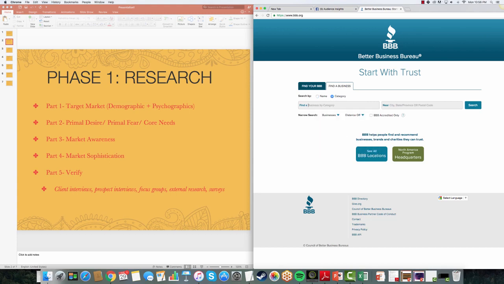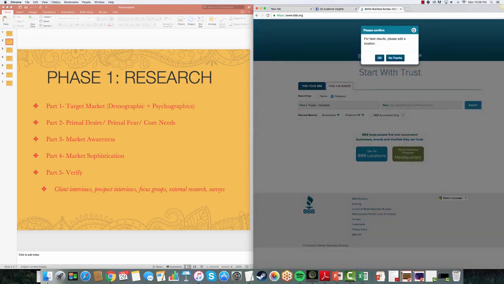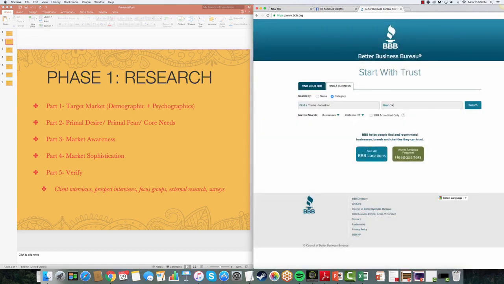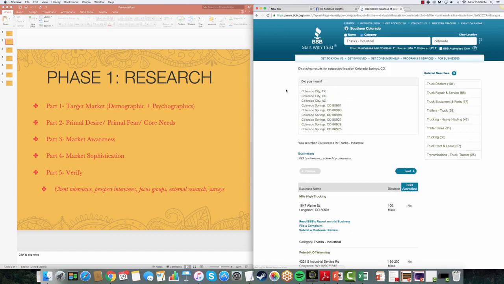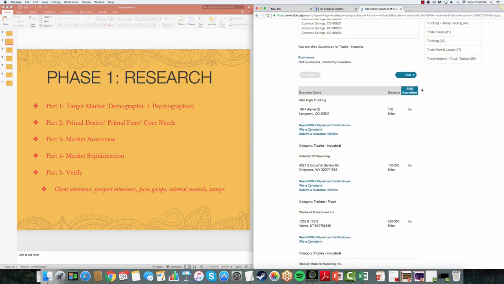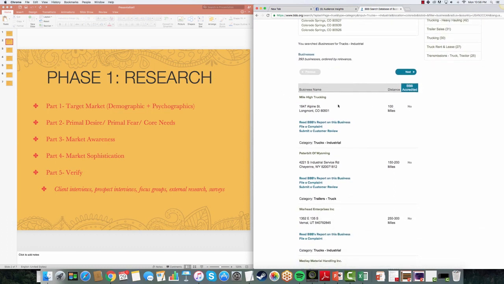So let's look up industrial trucks. Let's just go with Colorado for now, because that's where I am. Okay. Are they accredited? No. How far away? Are they Mile High Trucking? Read their report on this business, file a complaint, submit a customer review.